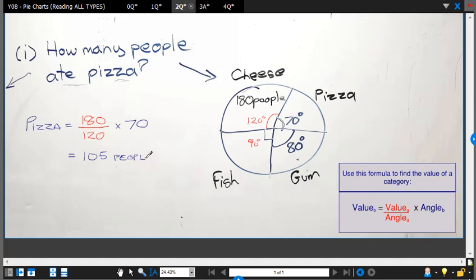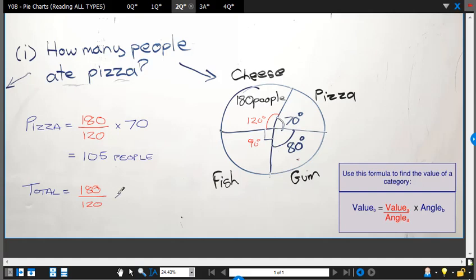Okay? 105 people. You're not asked for the total. If you want to find the total, pause the video, give it a go now. Okay, so if you're back, 181, okay, there's 120.